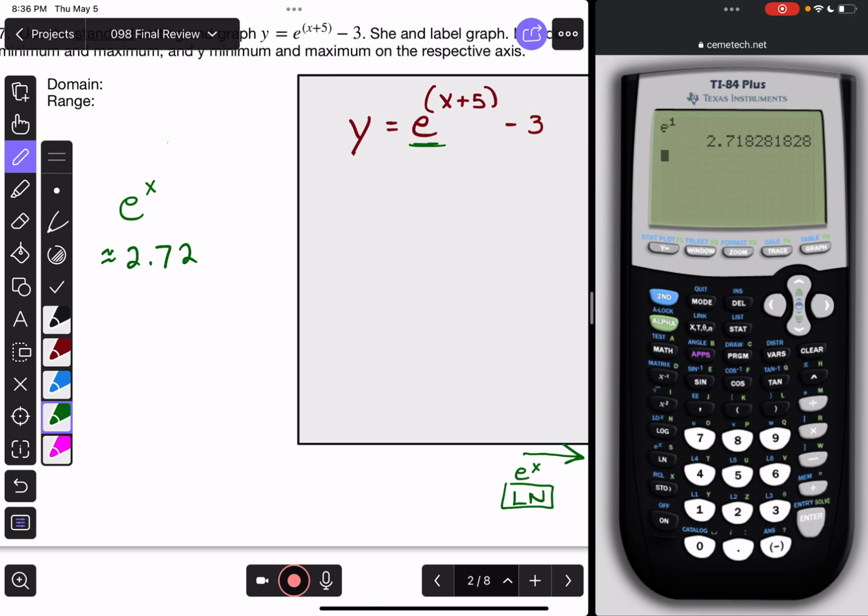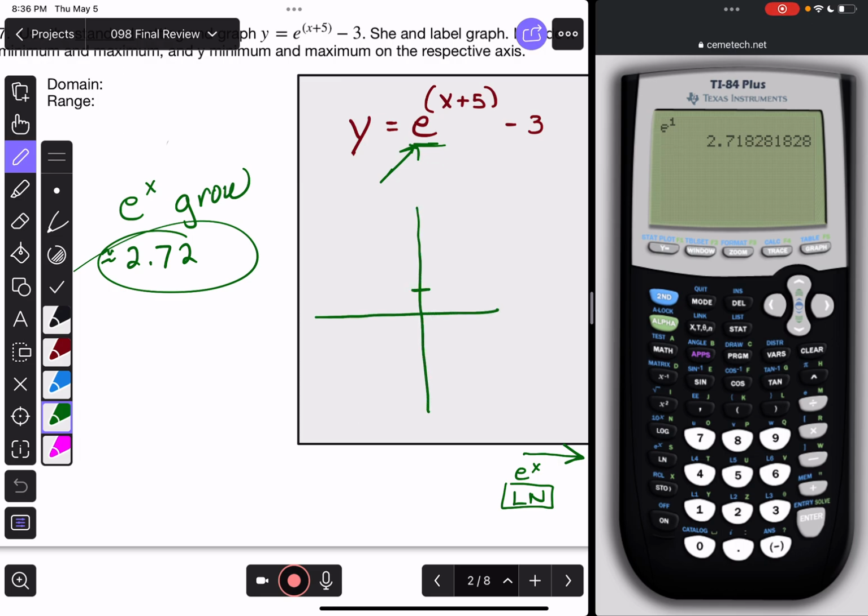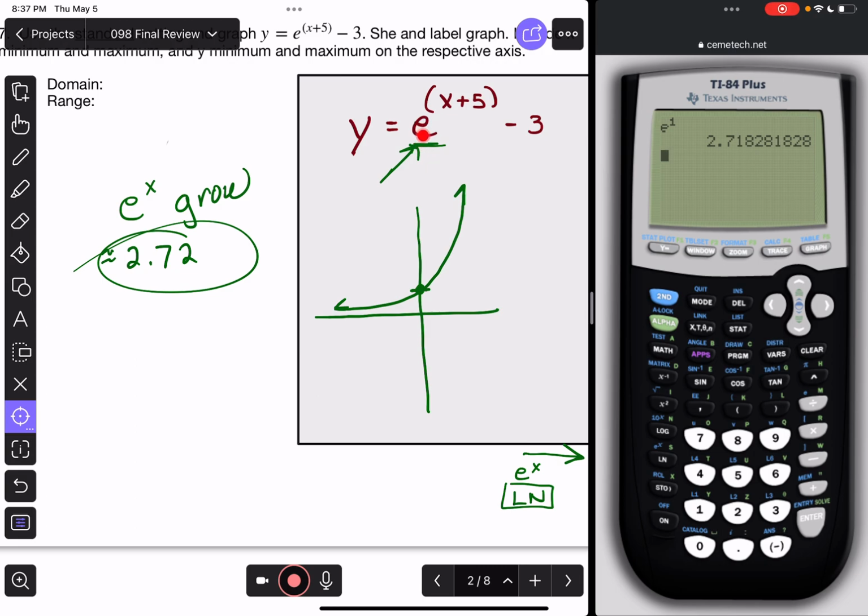So this equation is a growth function because the e is a number that is bigger than 1. And not only is this an exponential growth function, exponential growths usually go right here through (0, 1). This equation, while it is exponential growth, doesn't go like the normal one does. It is shifted just like all our other ones are, left by 5 and then down by 3.